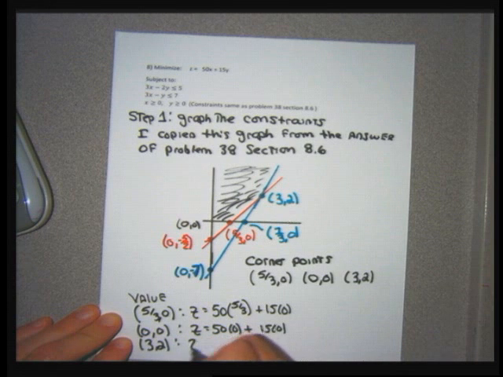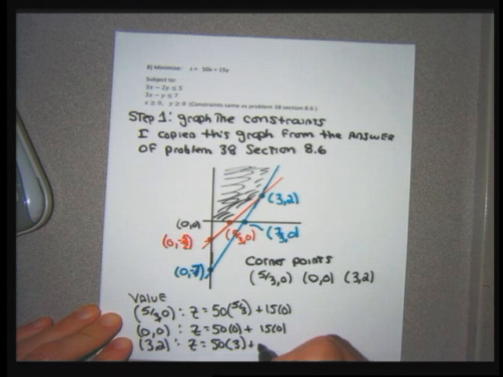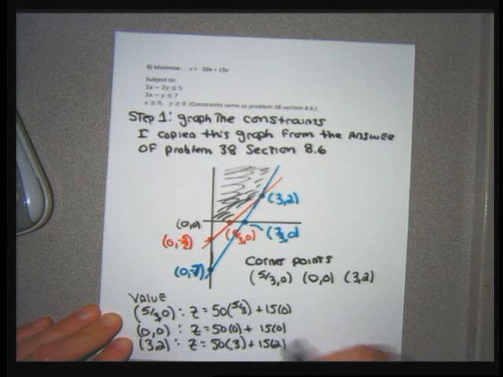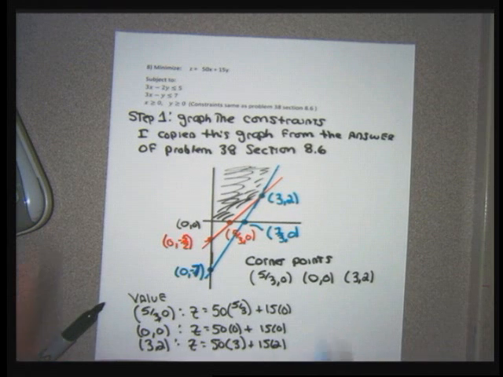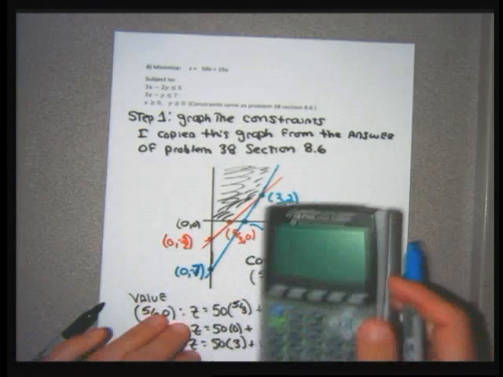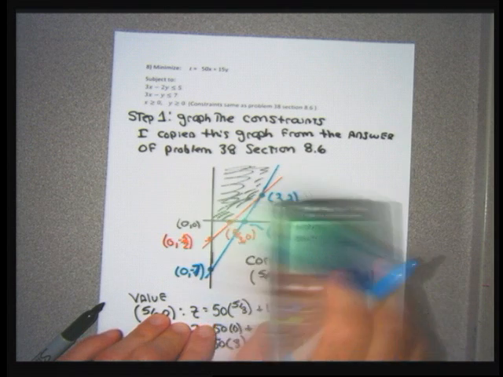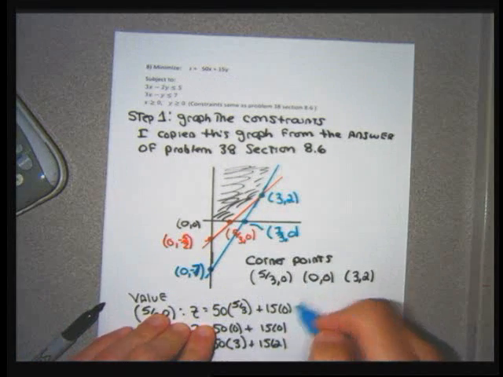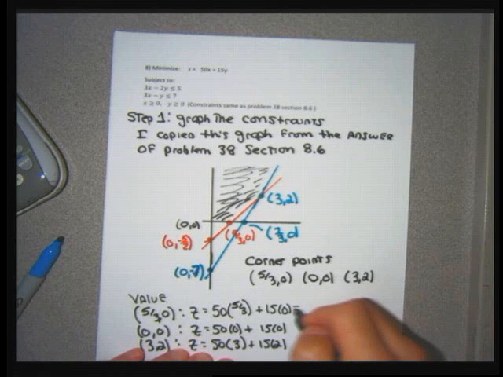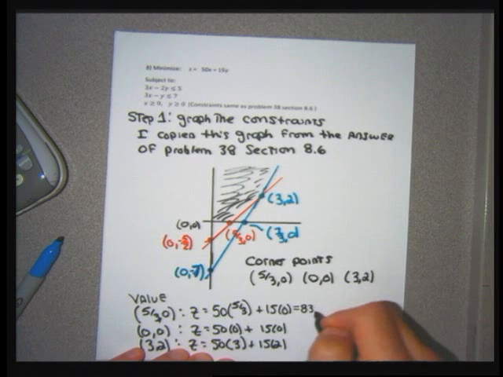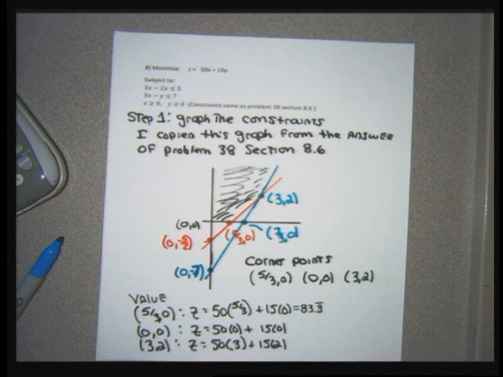My goal is to separately plug each one of those x's and y's into the minimize equation and see which one gives me the smallest value. I know it's the middle one. I could do that one in my head. For the top one, 50 times 5/3 was not a good thing for me to do in my head, so I did 50 times 5/3, and I get 83.3. It doesn't matter how much I round, because this isn't going to be a solution point.